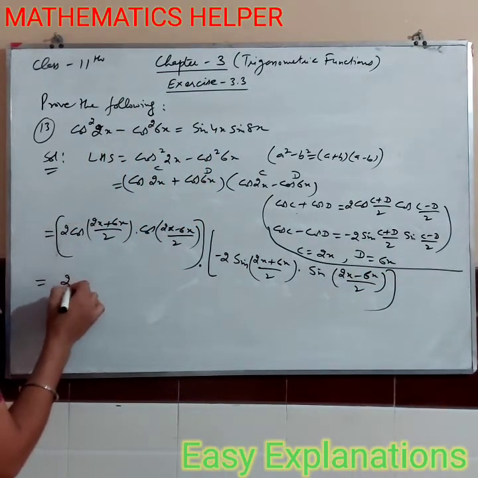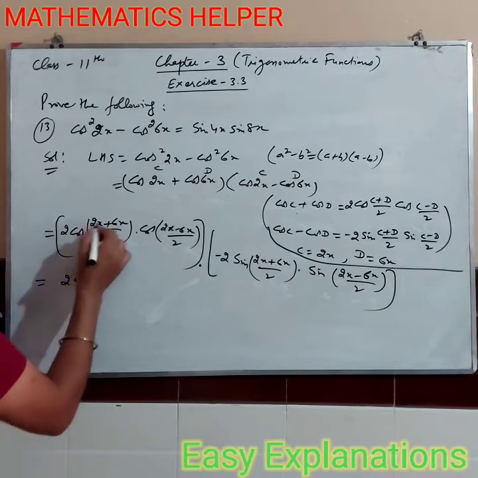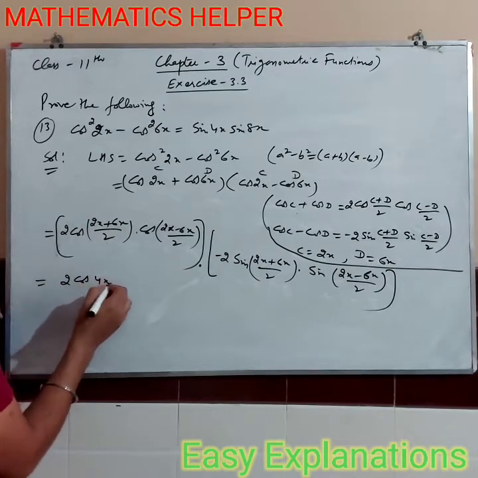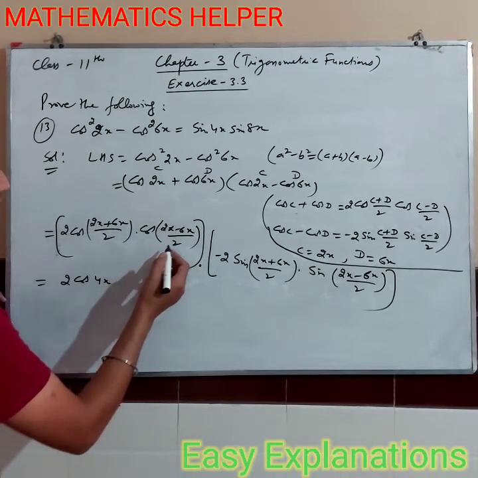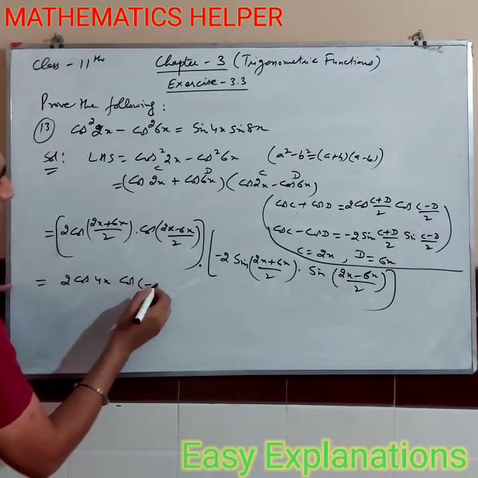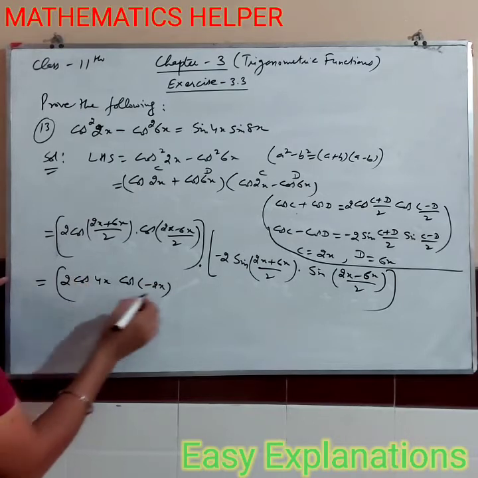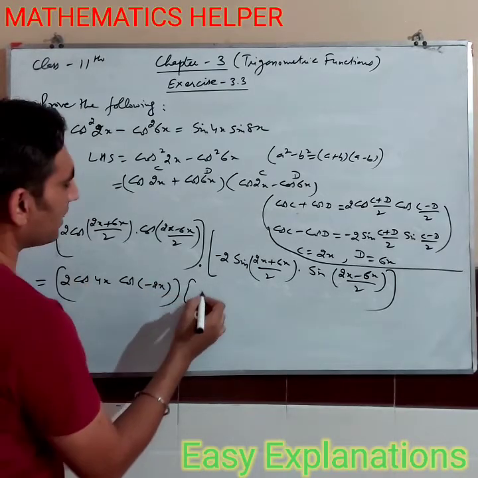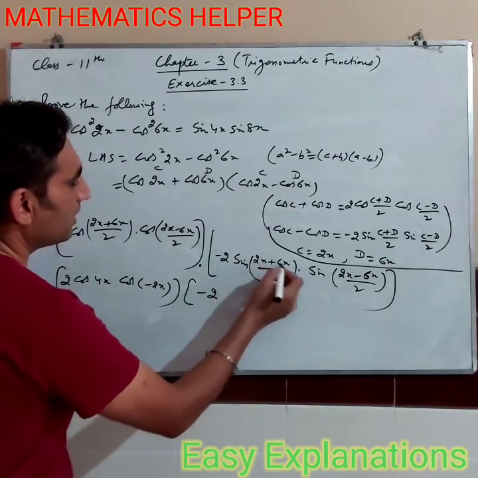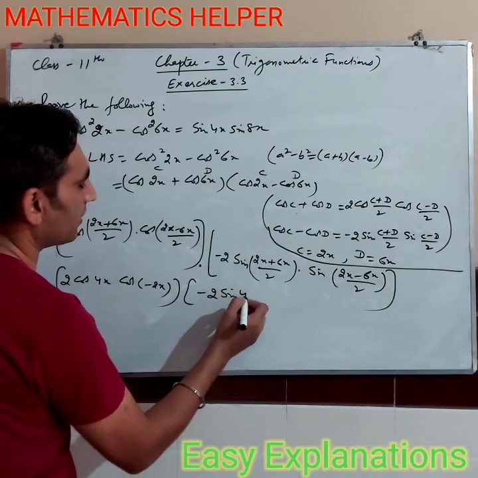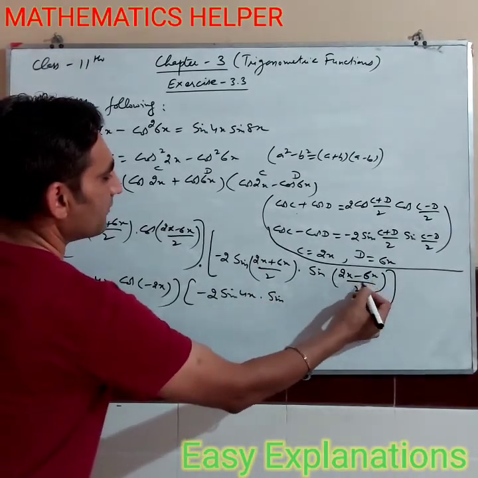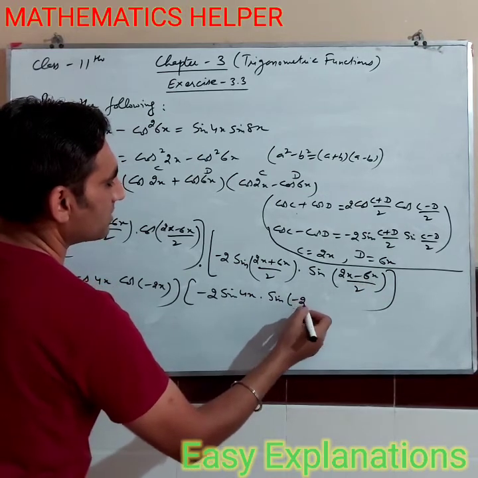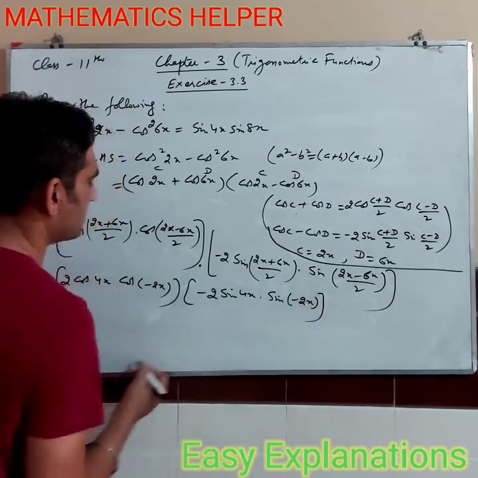So let's solve it. 2 cos (6 plus 2) 8 over 2 is 4x, and here (2 minus 6) minus 4 over 2 will give cos minus 2x. This is in bracket number 1. Now in bracket number 2, minus 2, as 8 over 2 is 4, so sine 4x, then sine minus 4x, the difference of these over 2 will give minus 2 sine minus 2x.